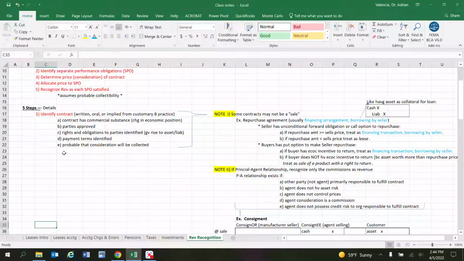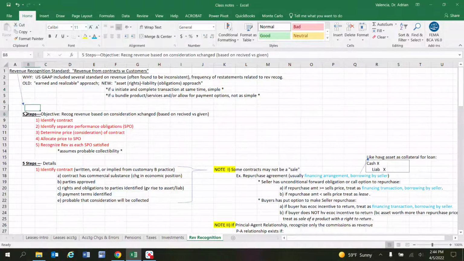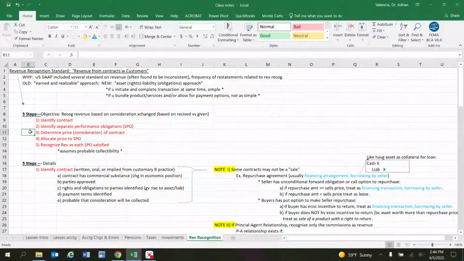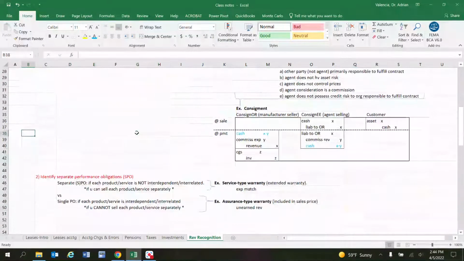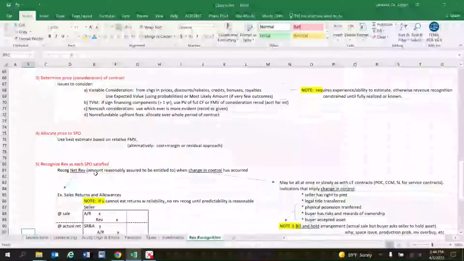All right, the third item to consider in the five steps under the revenue recognition standard: the third step is to determine the price of the contract, the consideration. And while this may seem straightforward, there are some issues that need to be considered. So let's think about those issues.